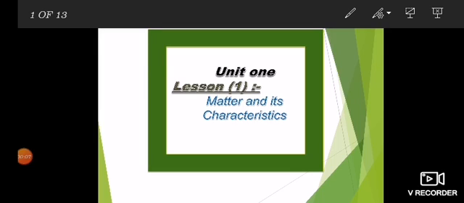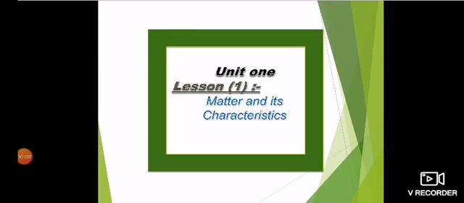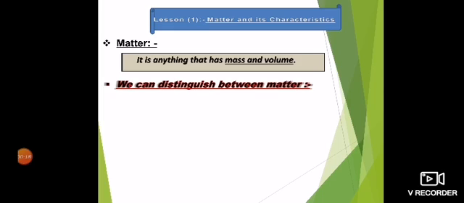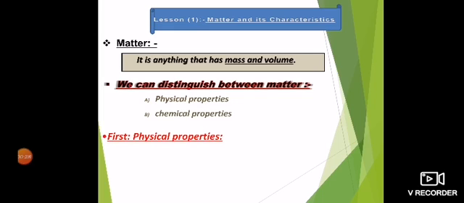In this video, we are going to talk about matter. What is matter? Matter is anything that has mass and volume. We can describe matter by two properties. The first is physical properties and the second is chemical properties. First, we're going to study the physical properties.